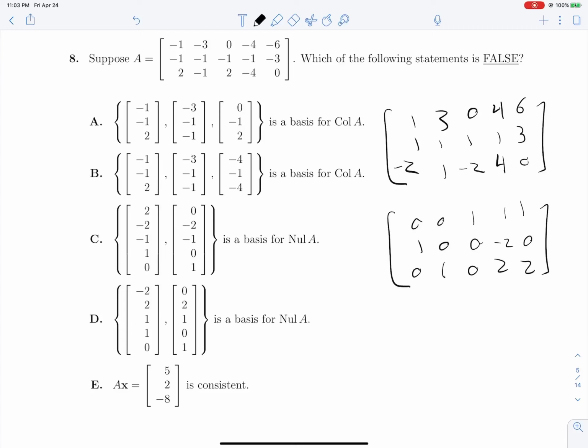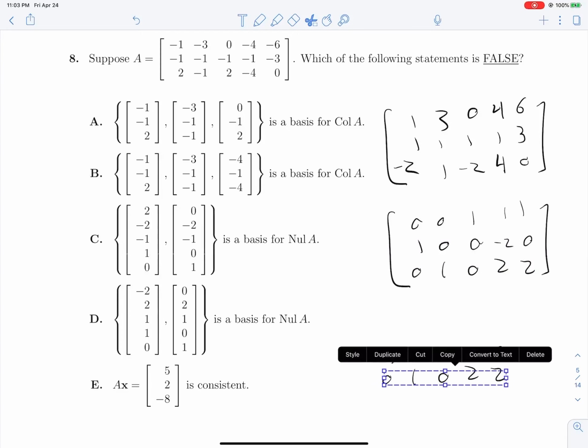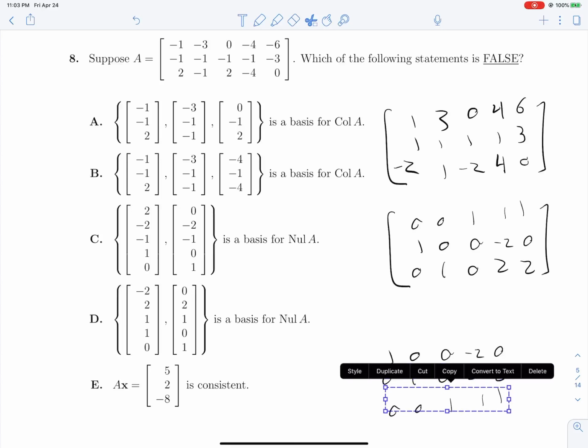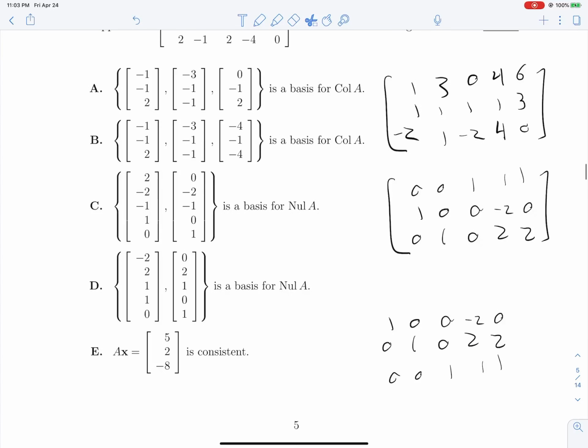This should be in reduced echelon form if we take this row and put it on top of that row and put it on top of that row just to keep things in a little bit of a better order, the way we're used to seeing them.